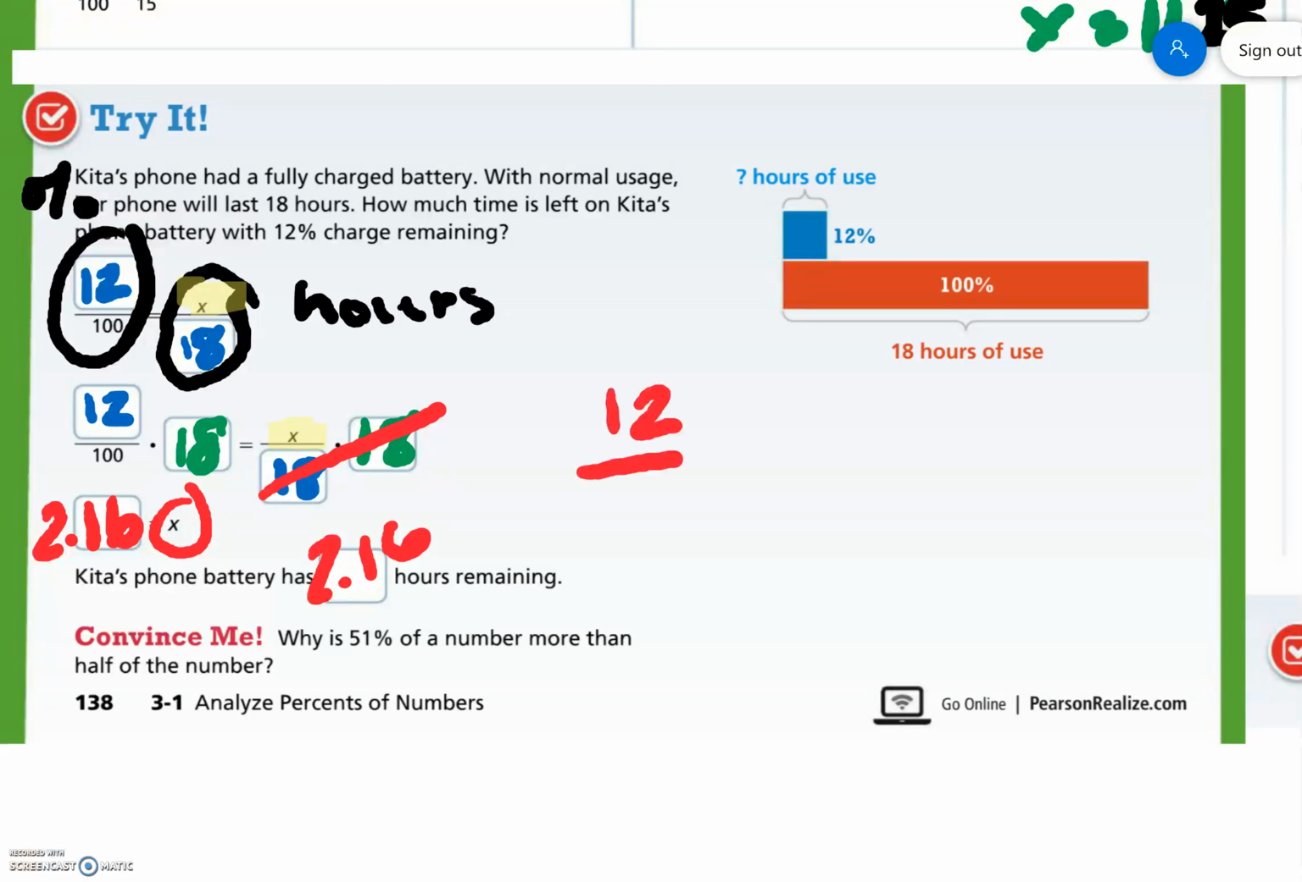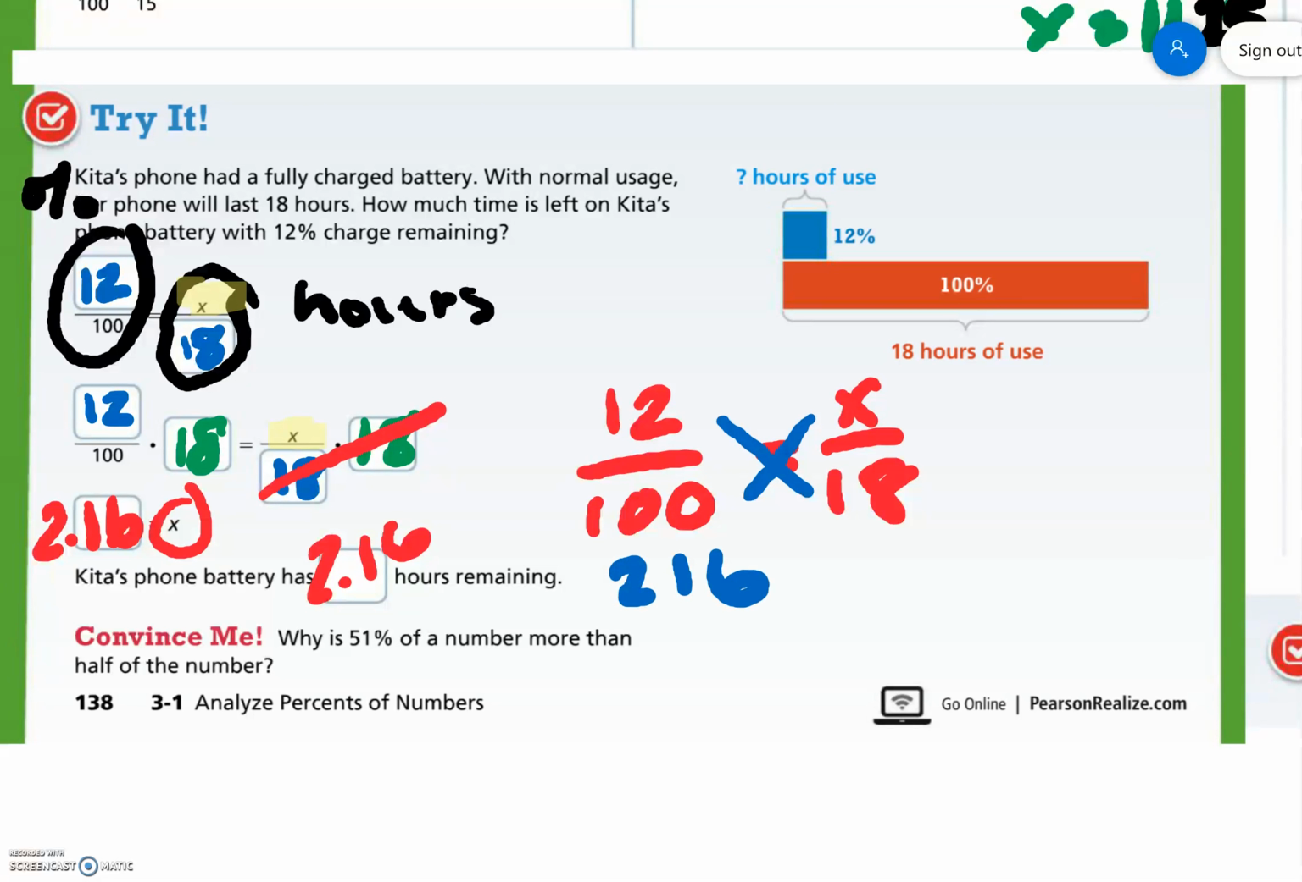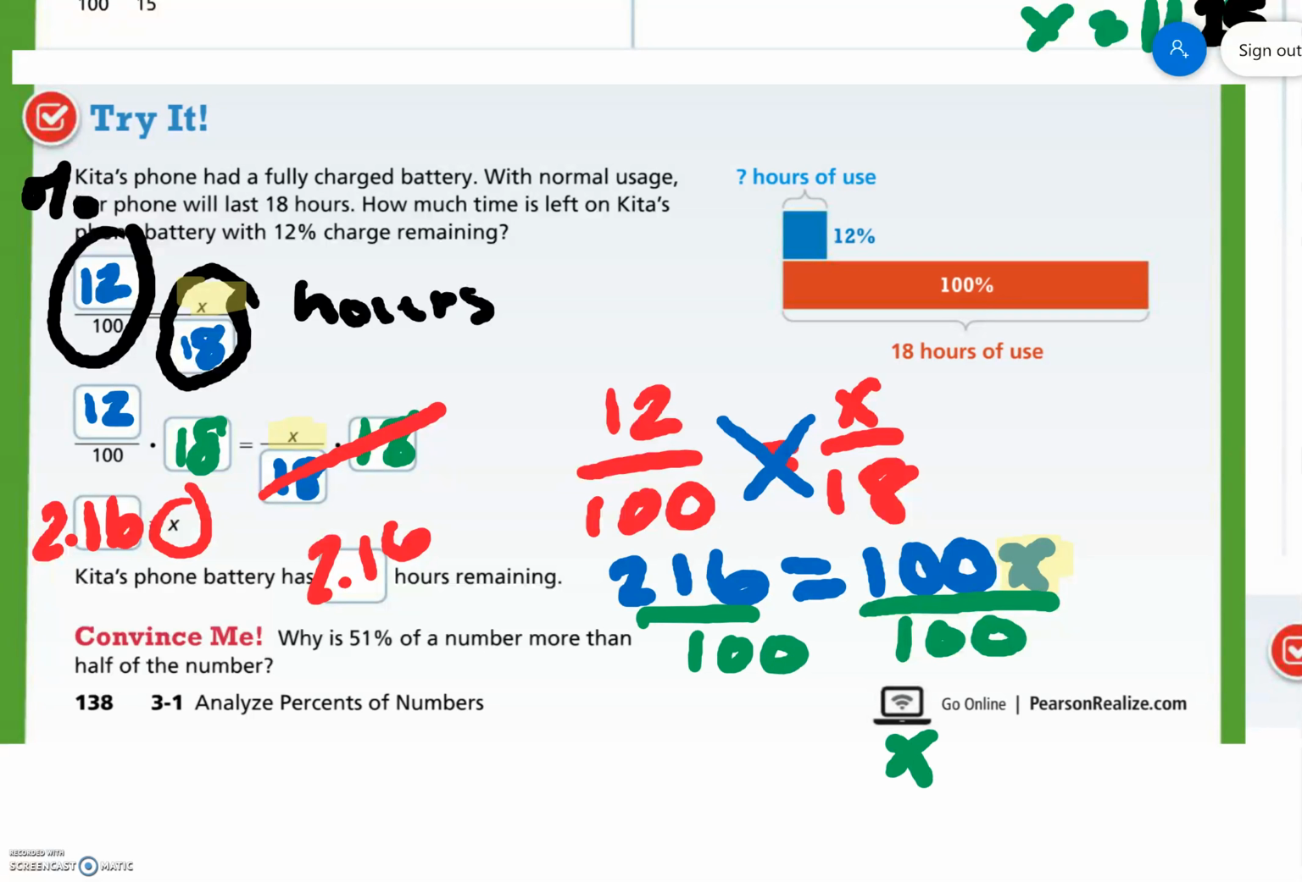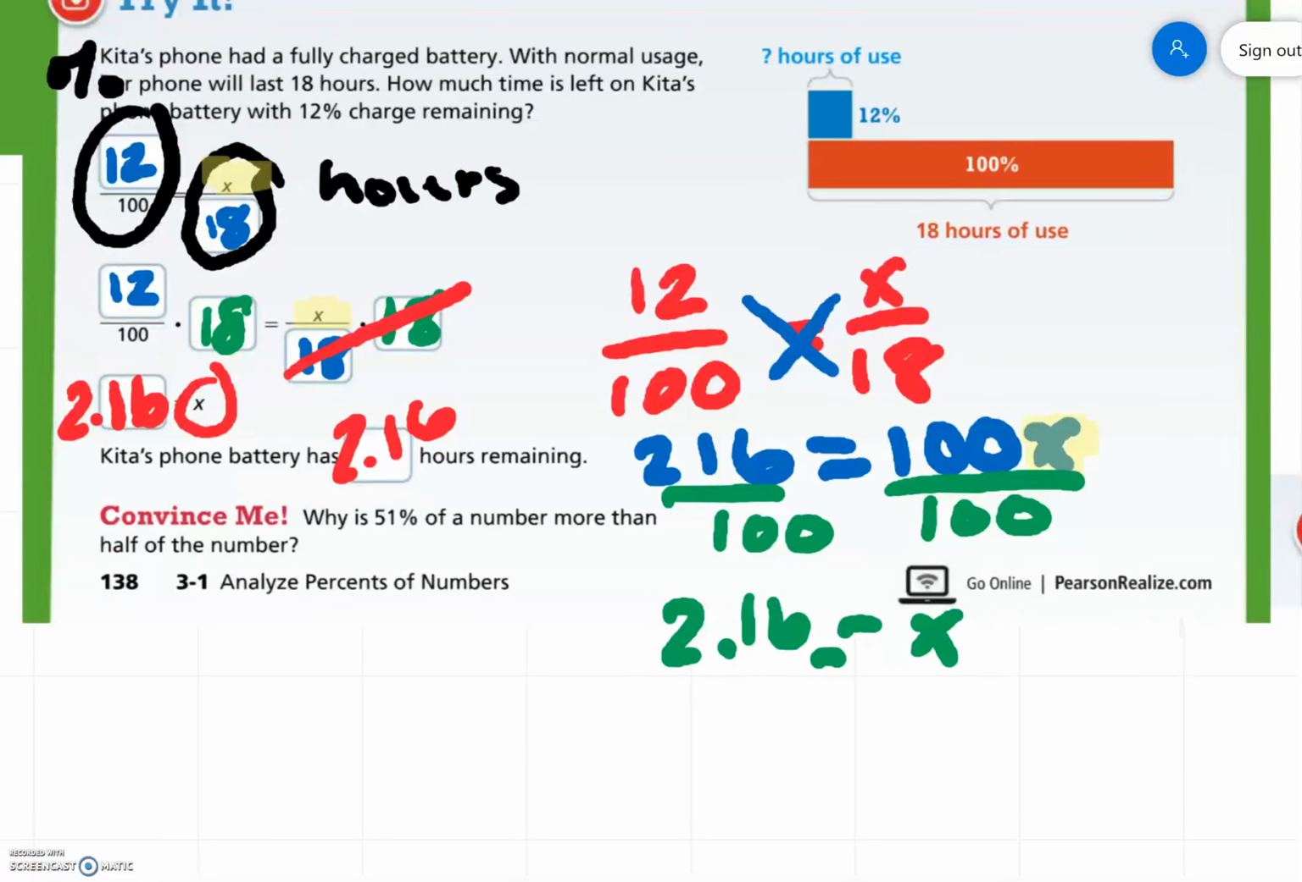Cross multiplication. 12 over 100 equals X over 18. Make your cross. 12 times 18 gives me 216. 100 times X is just 100X. Always trying to get X by itself. 100 is being multiplied by X, so we're going to divide it. And we get again, X equals 2.16. So you can use both methods. You can use one method to check, or you can pick your favorite.